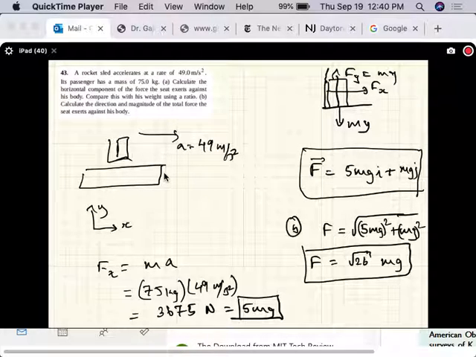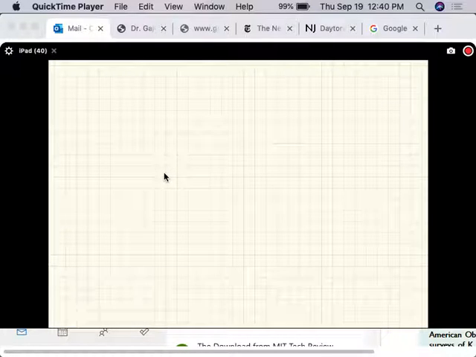And we'll figure out the direction. So let's figure out the direction of this force.